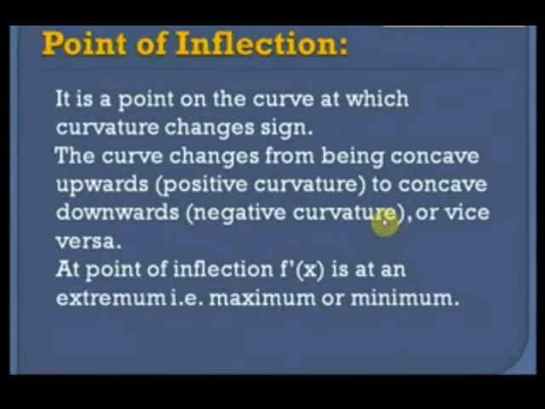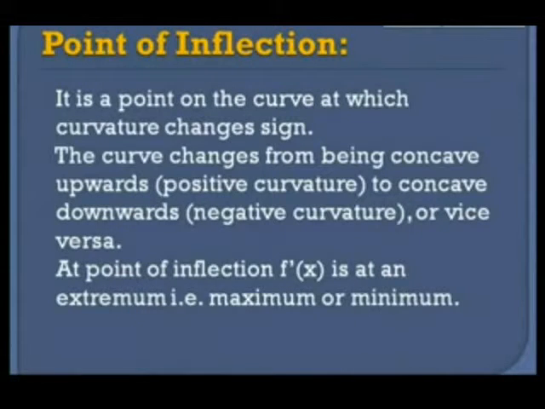Now students, we have already spoken about point of inflection, but we don't know what exactly it is. So let's try to throw some more light on point of inflection. We can say that it is a point on the curve at which the curvature changes sign. The curve changes from being concave upwards, that is the positive curvature, to concave downwards, which is negative curvature, or vice versa. So we can say that point of inflection is nothing but the point at which curvature changes its nature. Either the shift can be from positive curvature to negative curvature, which is concave upwards to concave downwards, or vice versa.